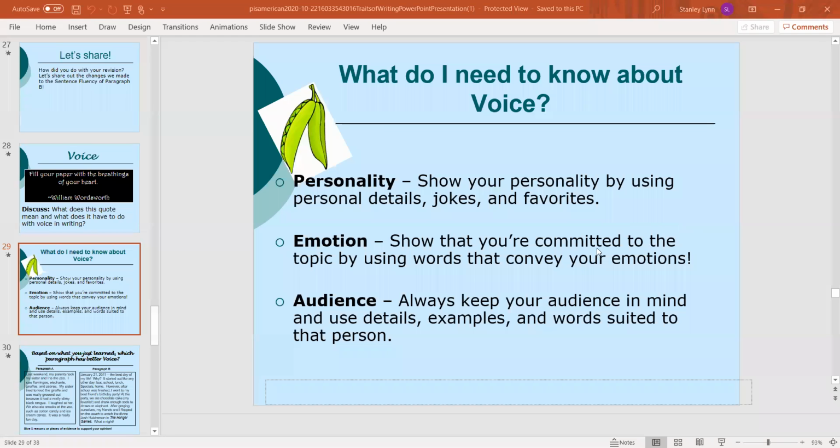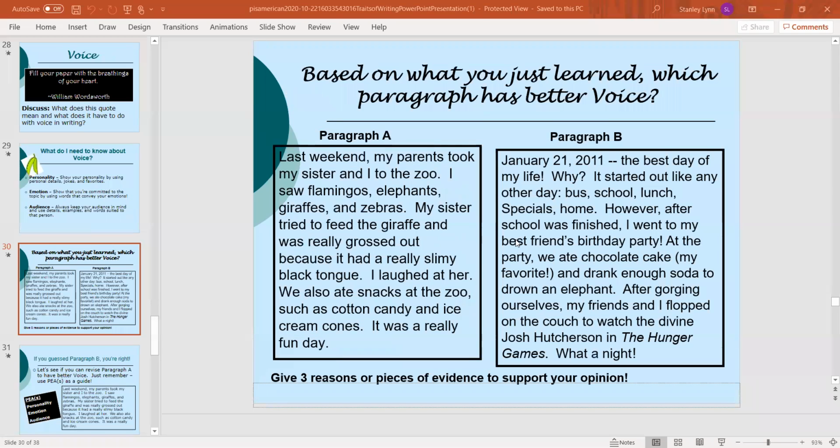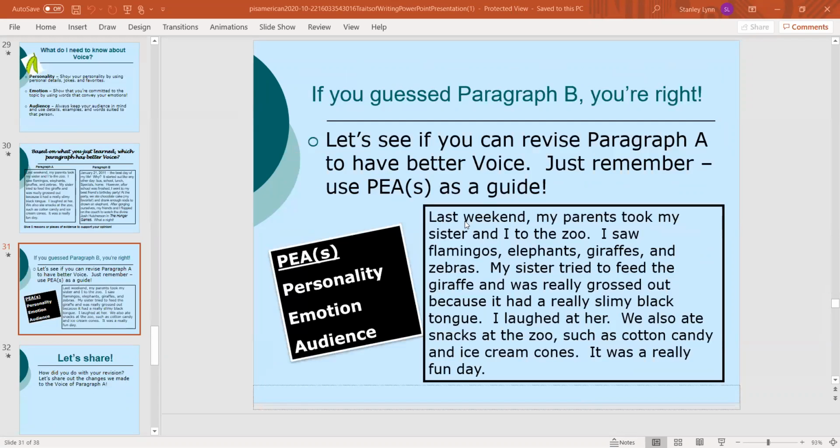Always keep your audience in mind and use details, examples, and words suited to that person, okay? Based on what you just learned, which paragraph has better voice? Again, you're going to choose the one that you think is best, okay?